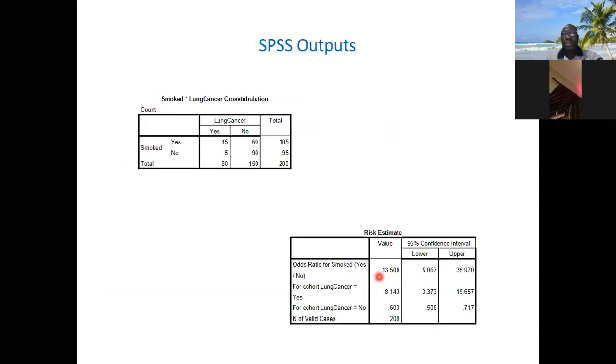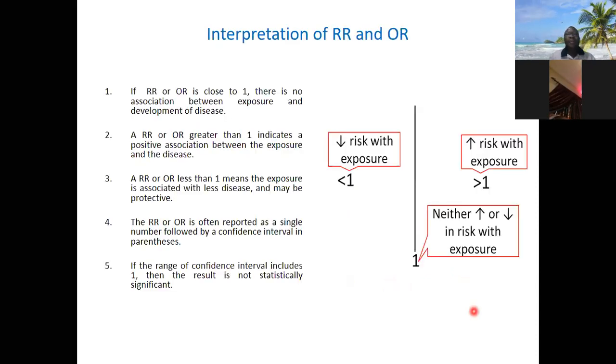So the same thing with the relative risk, we calculated 30.5. Your 95% confidence interval is 5.07 to 35.97. Now, interpretation. If the odds ratio or relative risk is close to 1, there's no association between exposure and development of the disease.